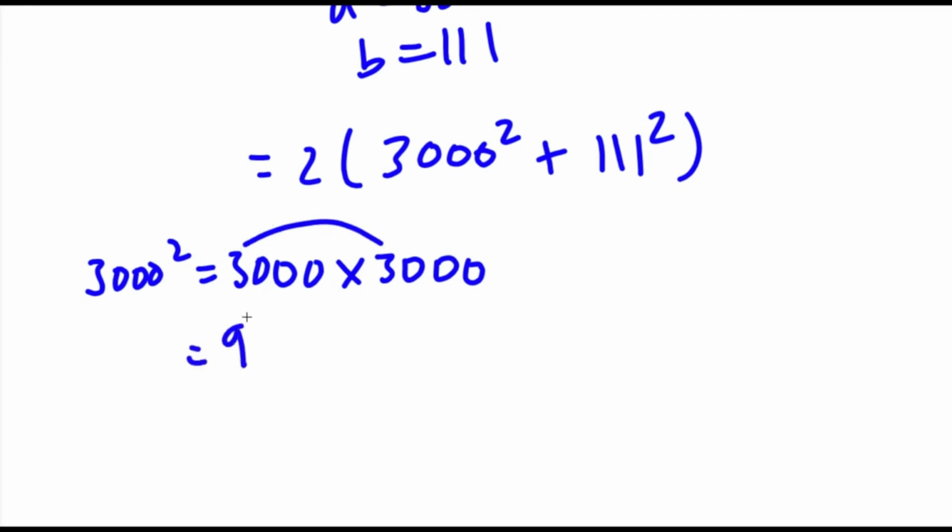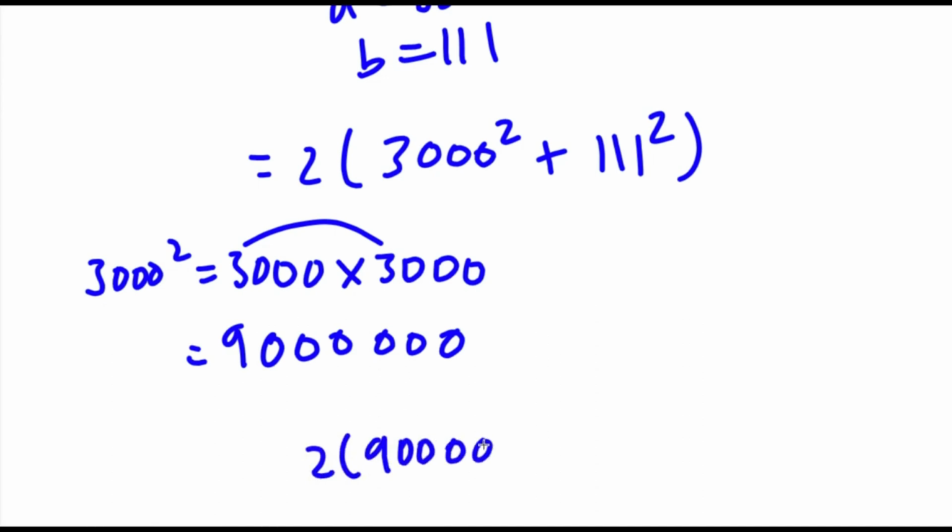So that would give us 9, right? And then we simply add all the zeros after. So we're going to add 1, 2, 3, 4, 5, 6 zeros. So our answer here is going to be 9 million. So now I have 2 times 9 million plus 111 squared.